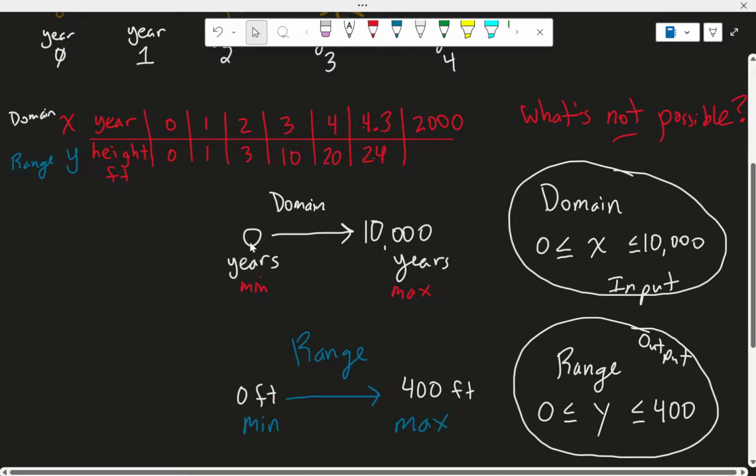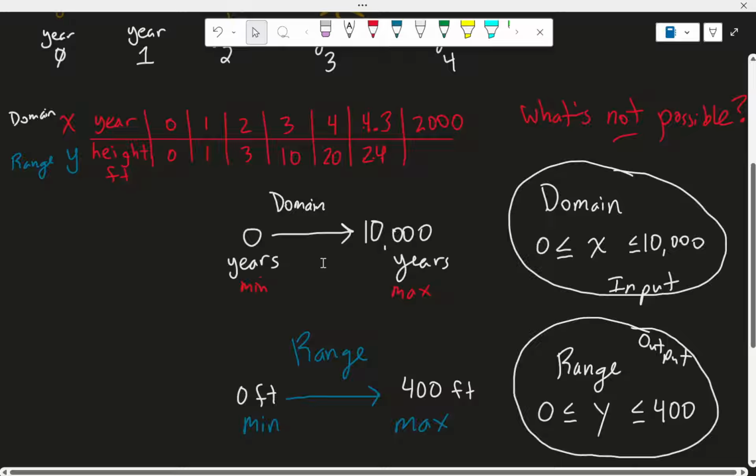The domain was looking at what's possible, or even what's not possible. So it made sense for the domain of the tree that the years it was growing would start at 0 and go all the way up to some amount, depending on how long the tree lived. We gave a very generous estimate of 10,000 years. I bet most trees don't live that long. They only live maybe 50 years, maybe 100 years if it's really great, or a couple hundred years. Maybe there are some trees that exist for thousands of years, but most trees would die from disease or bugs or a fire.